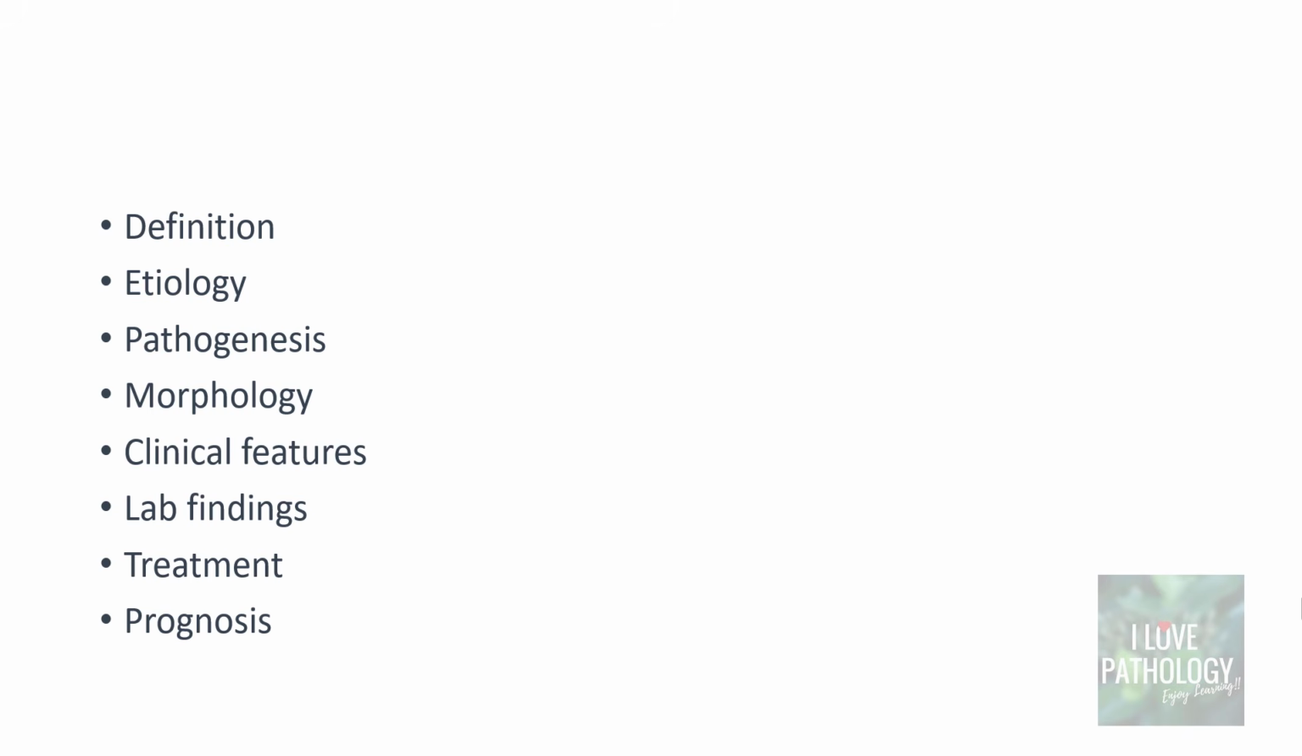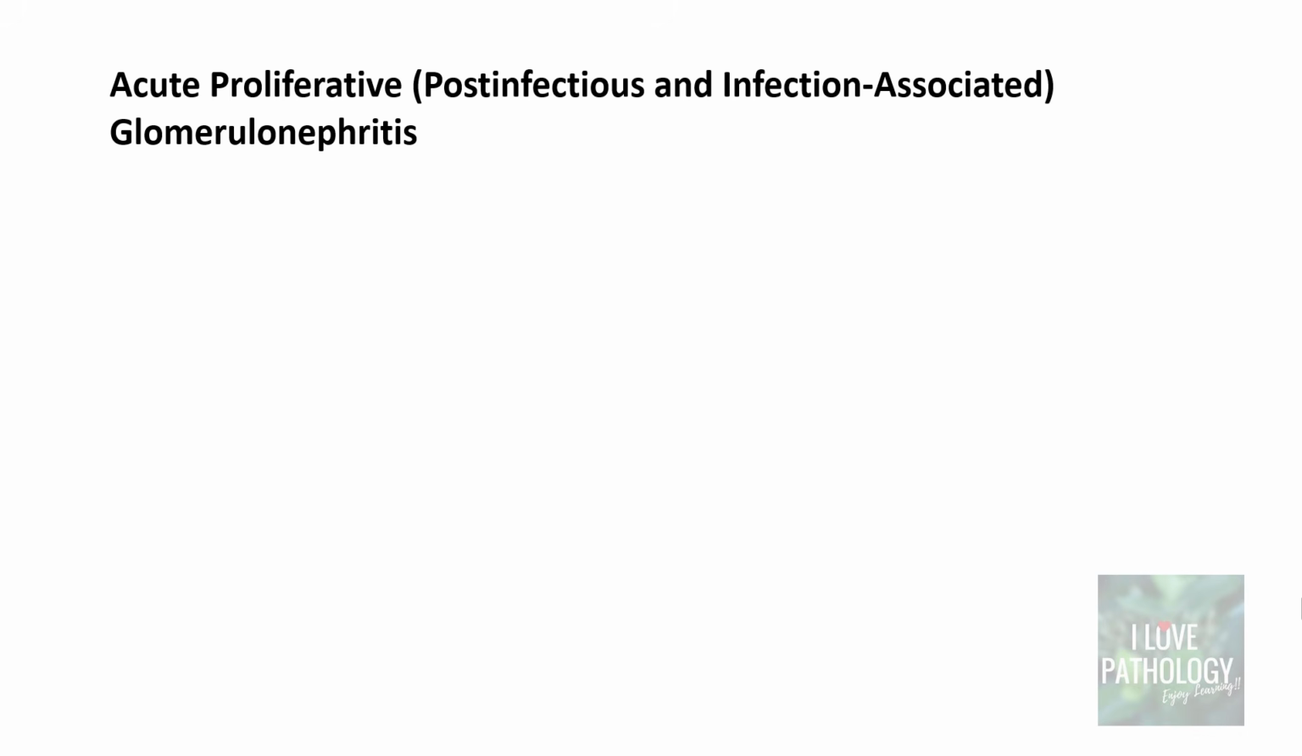In the next 10 or 15 minutes, we'll be discussing the definition of acute post-streptococcal glomerulonephritis. We will look into the etiopathogenesis, the morphology, the clinical features, the laboratory findings, and then a bit about treatment and prognosis of acute post-streptococcal glomerulonephritis.